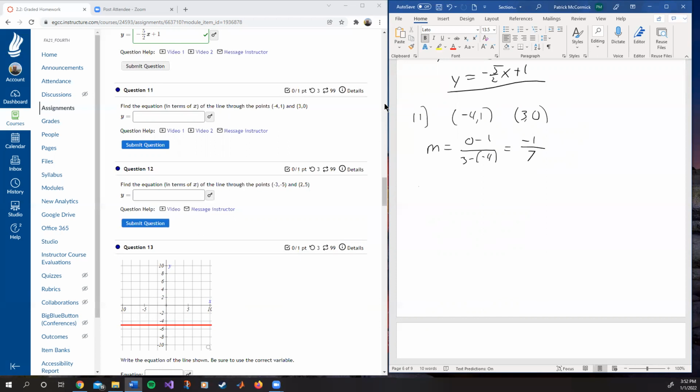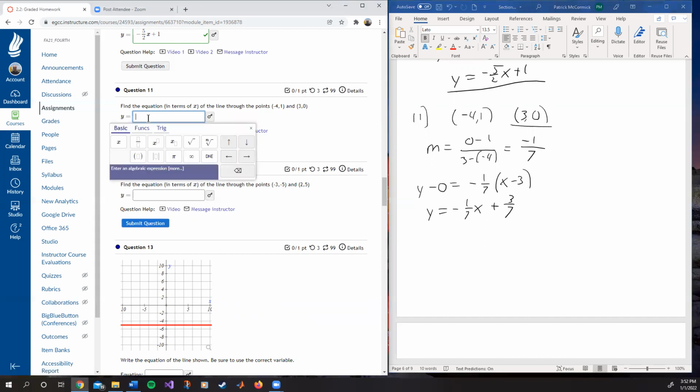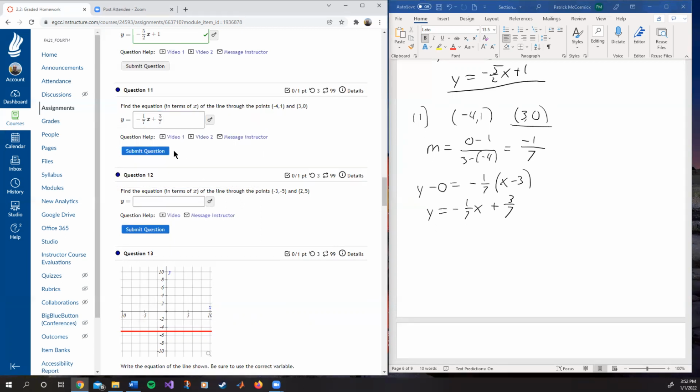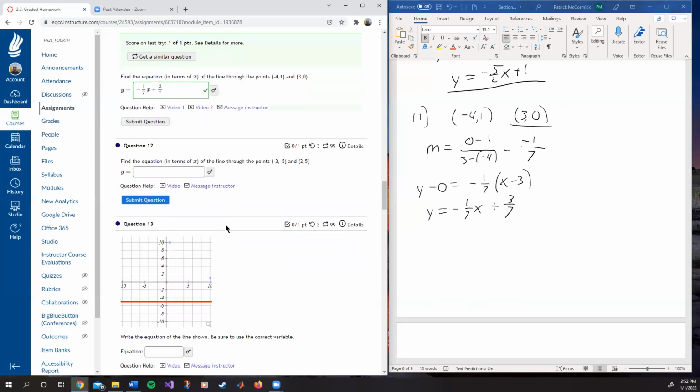So -1 over 7. So I'm going to use this point here since it has a 0, makes it easier. So y minus 0 equals -1/7 times x minus 3. So y is equal to -1/7 x plus 3/7. So we just got to be careful typing this in. Fractions are always easy to make mistakes. Check your work. All right. There we go.